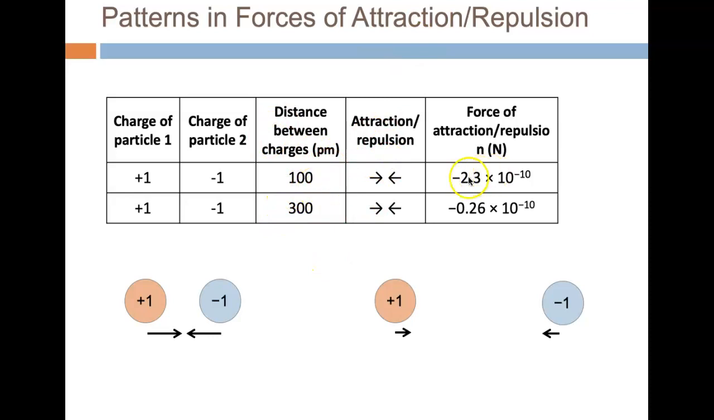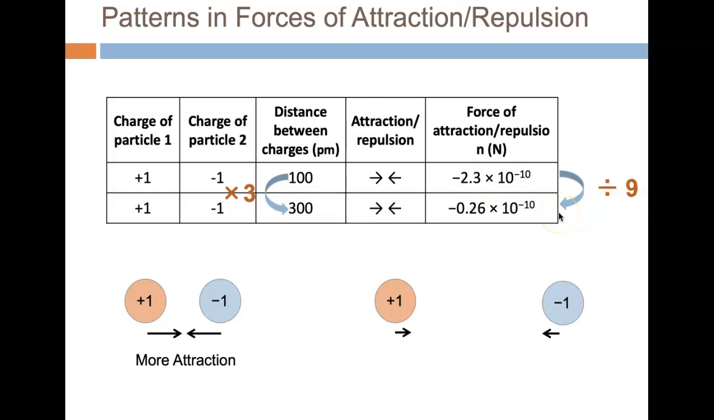100 picometers apart, I have a force of attraction that's 2.3 times 10 to the minus 10. If I make these 3 times more spread out, right? 100 times 3 is 300. So 3 times more spread out, look what happens to the force of attraction. 2.3 to 0.26. It doesn't decrease by dividing by 3. It actually decreases by dividing by 9.